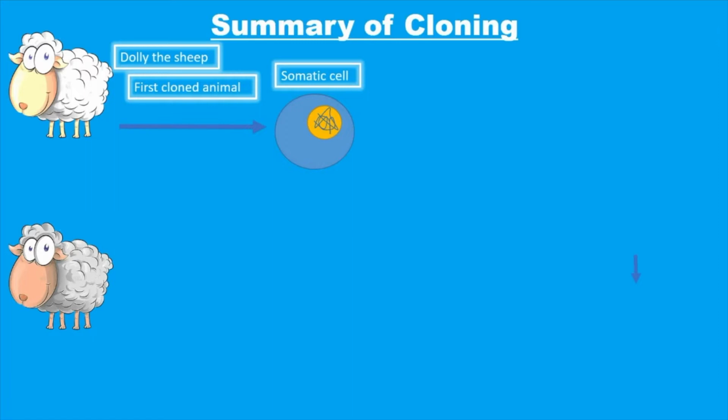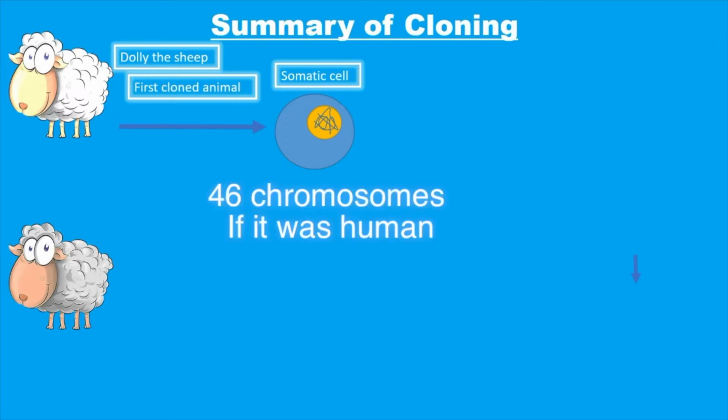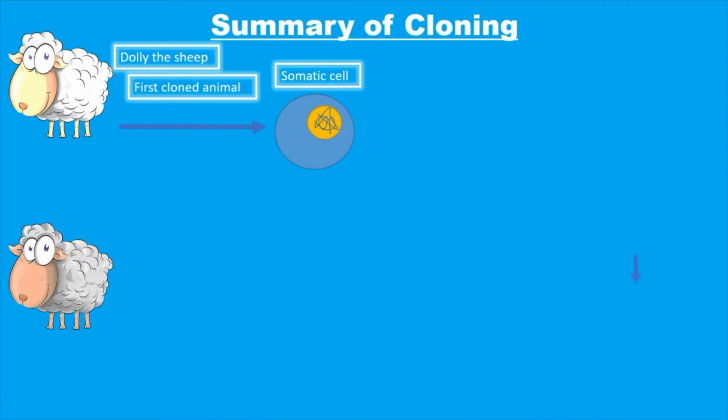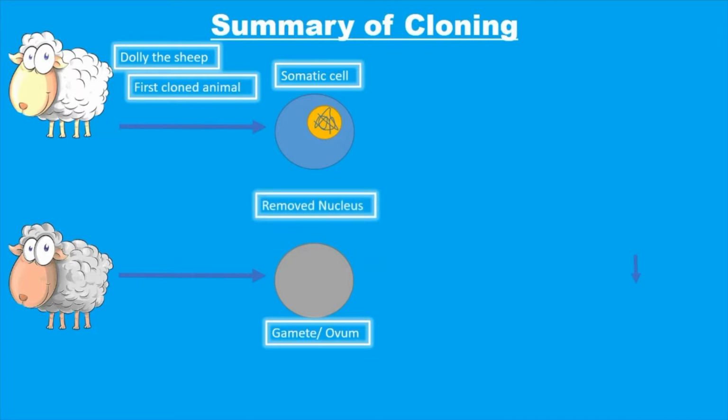They took a somatic cell from Dolly. A somatic cell is a body cell, and what is very important is that it contains 46 chromosomes. It's not the ovum from Dolly. It is a body cell containing all the genetic material of Dolly, not just half of it. Then they took the ovum from the grey sheep and removed the nucleus from this ovum. The reason is that I want to remove the genetics of the grey sheep, because my goal is to clone Dolly the sheep.